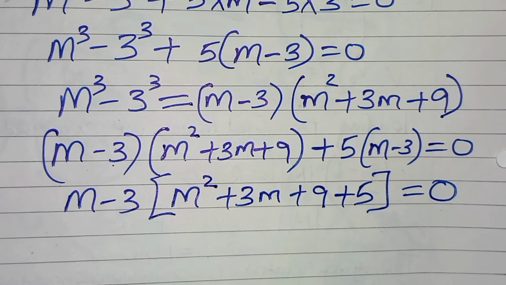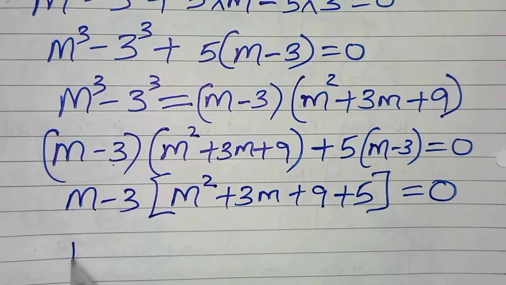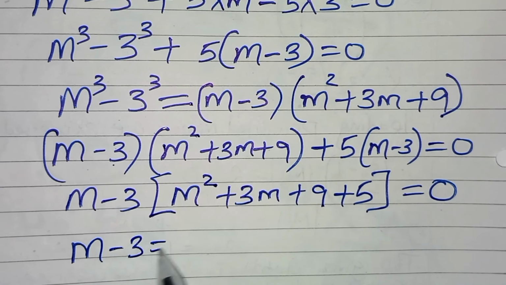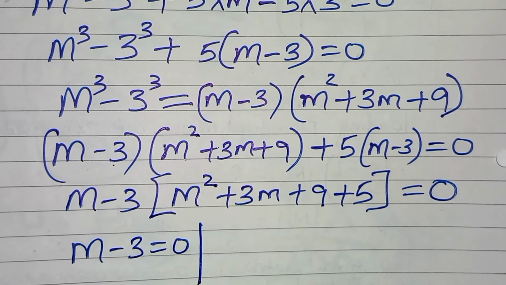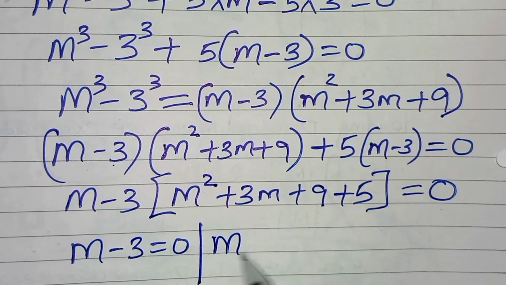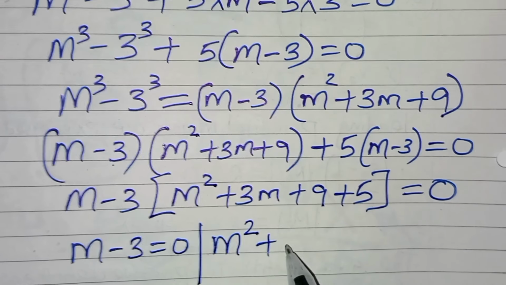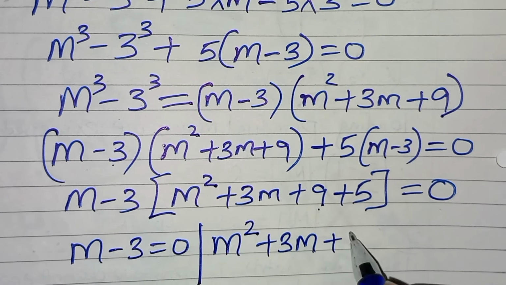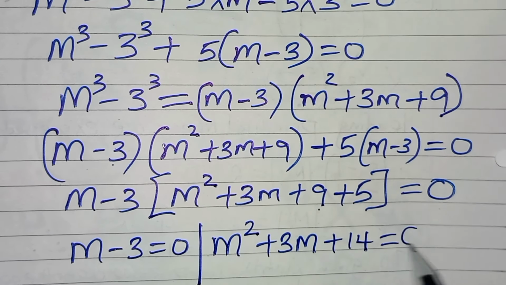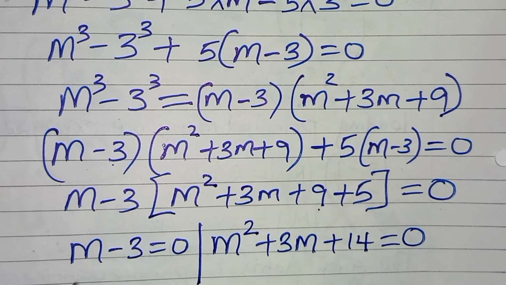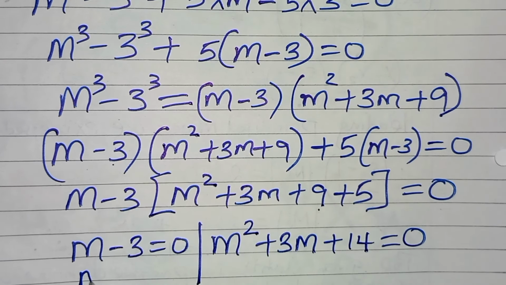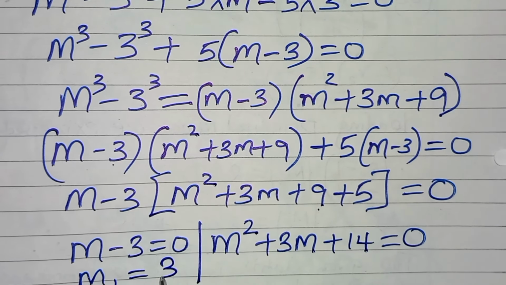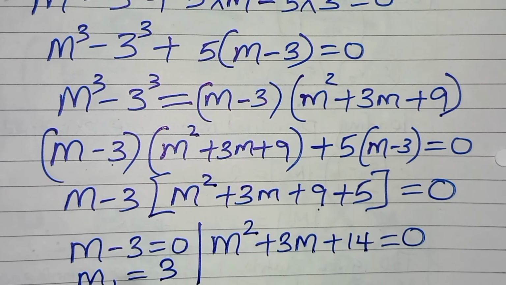So in this case, we have two parts here. We have m minus 3 equal to 0 as the first part. And the second part, we have m to power 2 plus 3m, then 9 plus 5, this is actually 14, equal to 0. Now in the first part here, you find that m1 is equal to 3. This is the first solution.